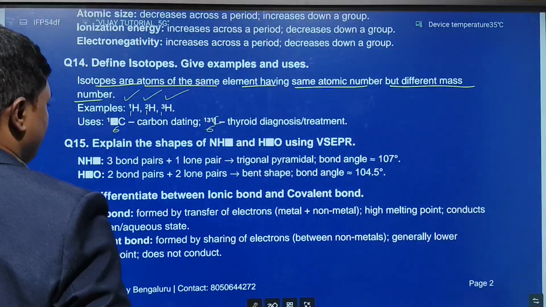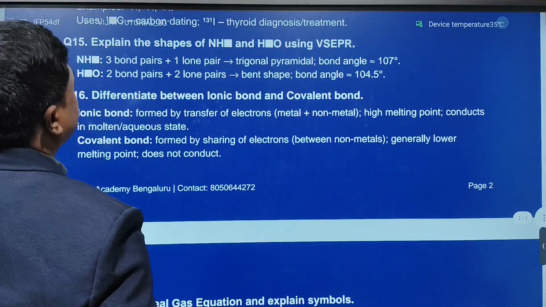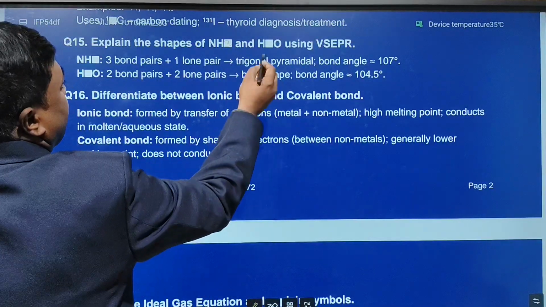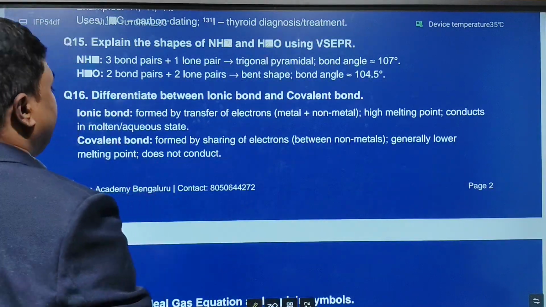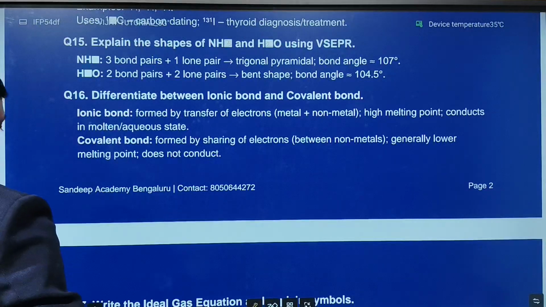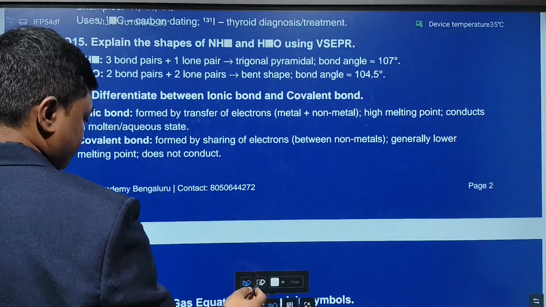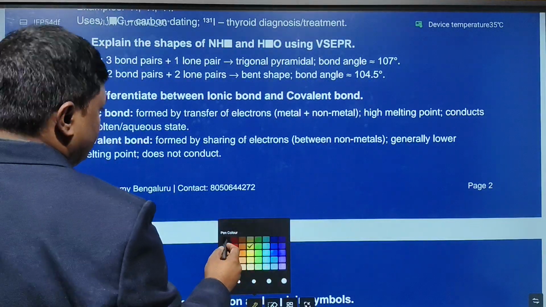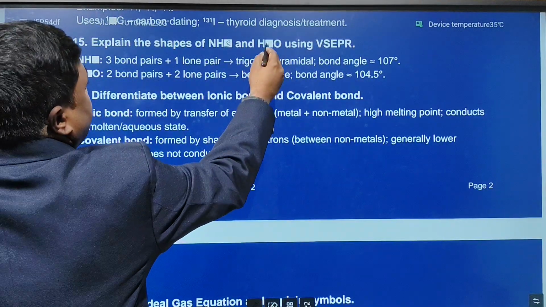Correct? Next, explain the shape of NH3 and H2O. When we talk about NH3 and H2O.